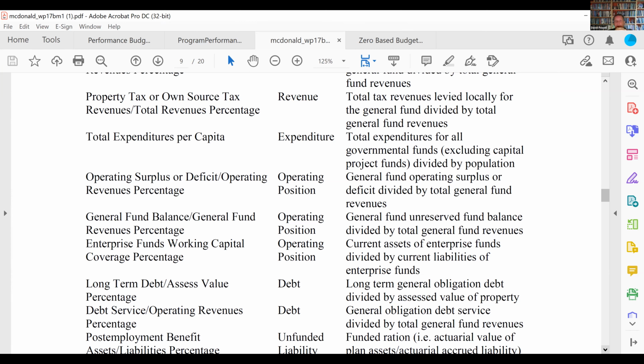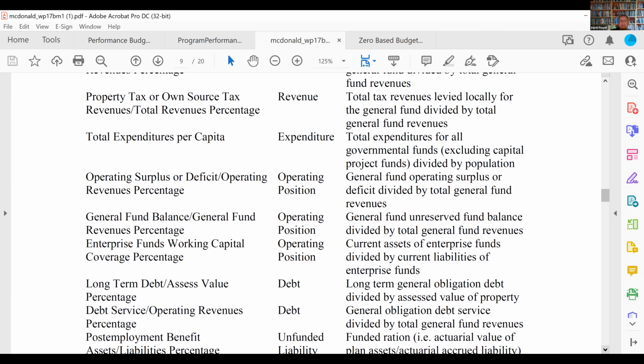The next operating position indicator you can use is enterprise funds working capital coverage percentage. What this means is you look at your enterprise funds. We'll talk about enterprise funds next week. But enterprise funds are usually for revenue that's being generated through the operation of some type of a public enterprise. So if you're running a utility, or like in my school district, we had a child development program that was an enterprise fund. That would be considered enterprise type of revenue.